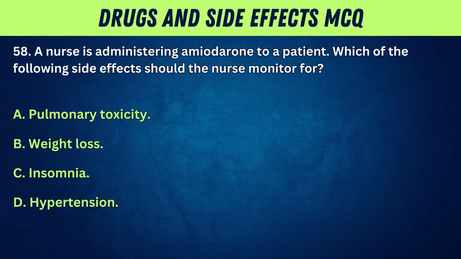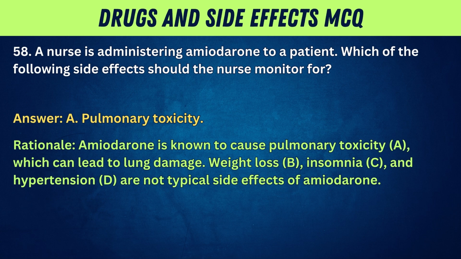58. A nurse is administering amiodarone to a patient. Which of the following side effects should the nurse monitor for? A. Pulmonary toxicity. B. Weight loss. C. Insomnia. D. Hypertension. Answer: A.